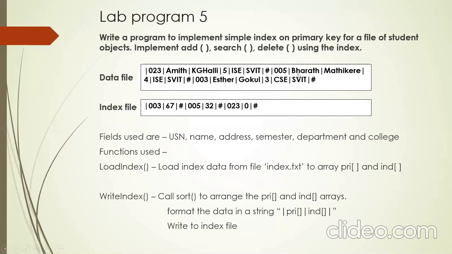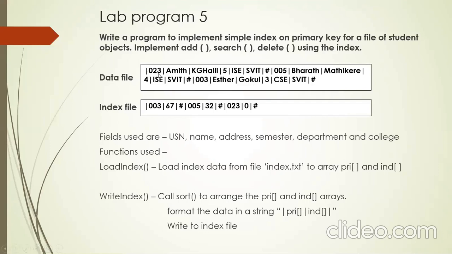This is the data file in which the records are written, and this is the index file. You can see 023 is the key. So those are the fields: USN, name, address, semester, department, and college. So these are the fields, and now this is the key. USN is considered as a primary key. So 023 is the primary key, and its byte offset is to be included in the index file.